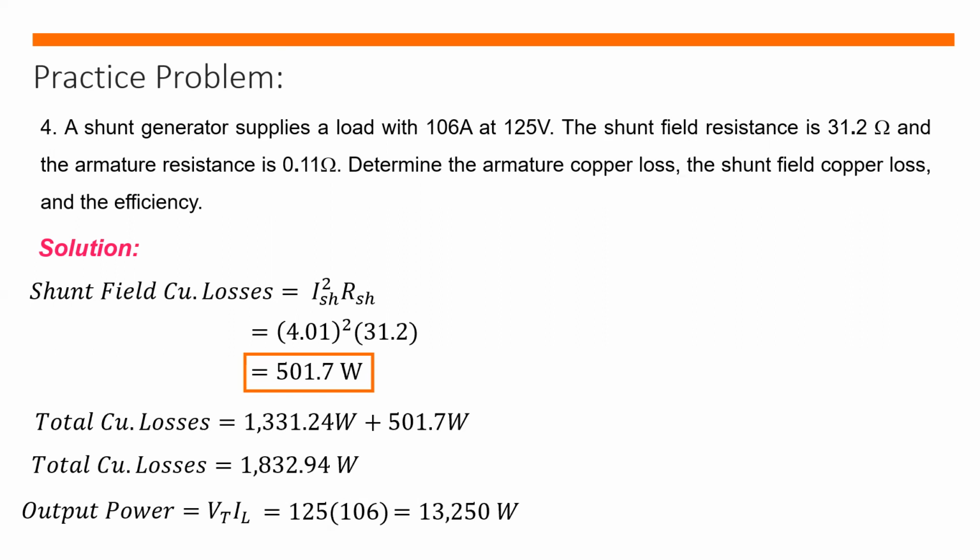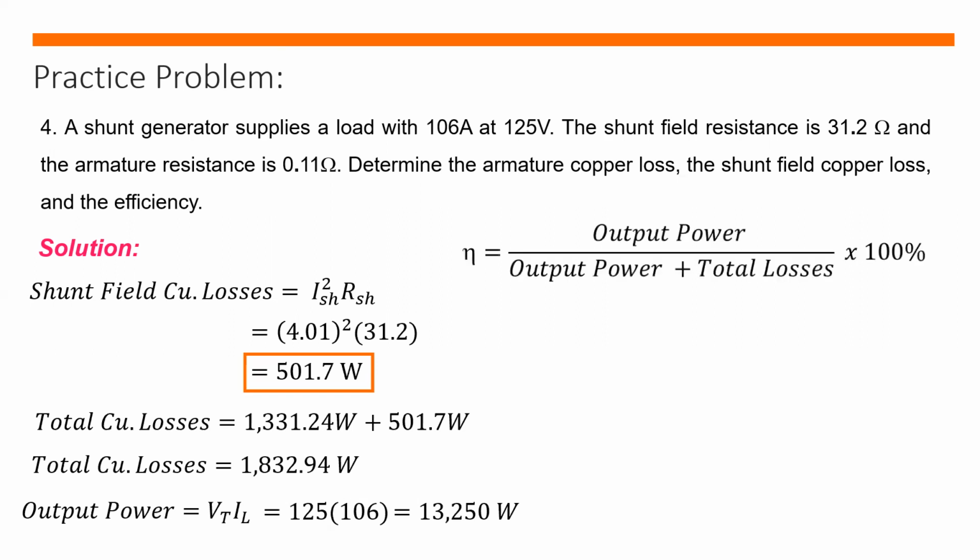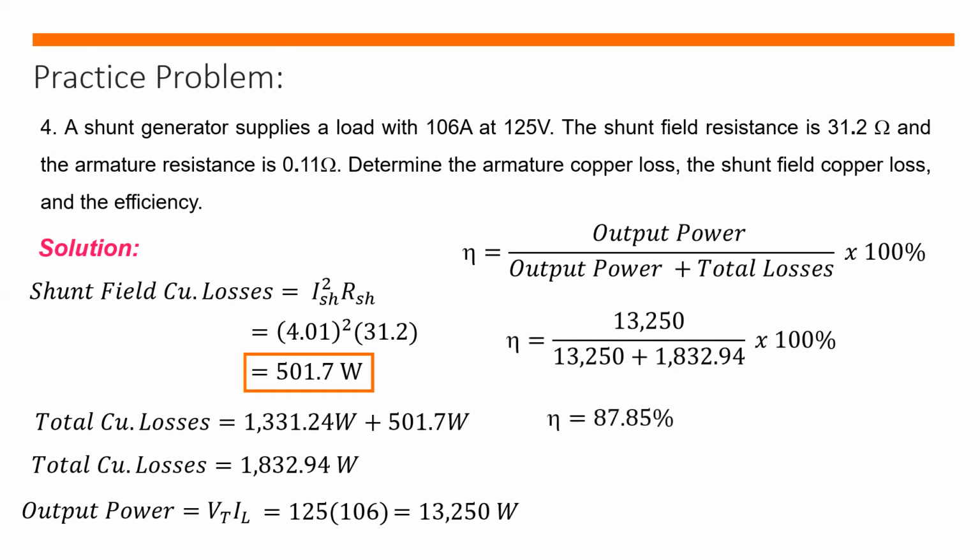So the output power is equal to 13,250 watts. And to solve for the efficiency, that is equal to output power divided by the sum of output power and the total losses multiplied by 100%. Then substitute all the given values or the solved values. Then the efficiency is equal to 87.85%.